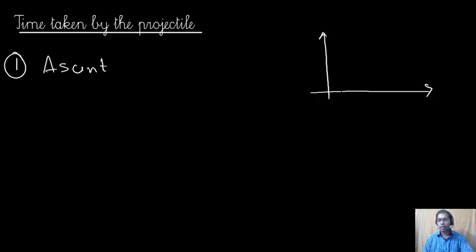So now let us look at the time taken by the projectile. Now we know that the path taken is parabolic. When we talk about time taken, there are a couple of things that we can understand. The first thing that we can look at is the time taken for ascent. That means if I'm going to take this as my projectile, how much time it takes to ascend to the highest point. For this, at the highest point, the final velocity is 0. This is along the y-axis. And the initial velocity is u sine theta.